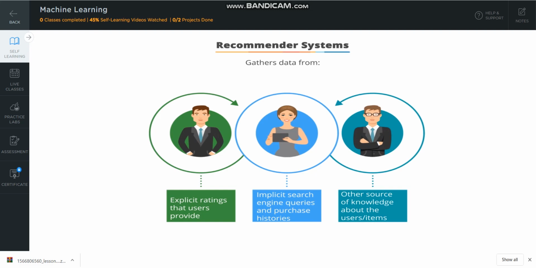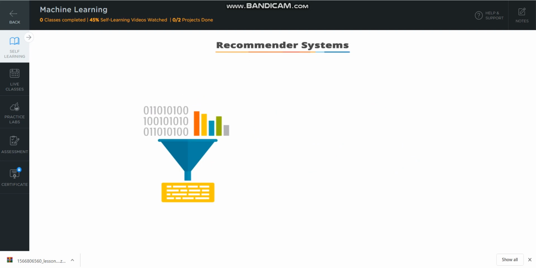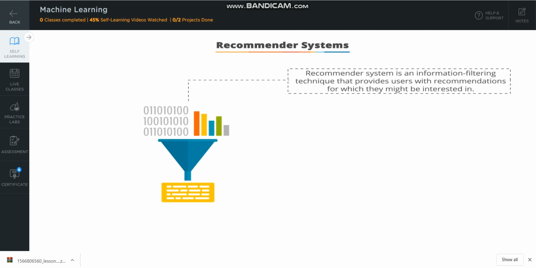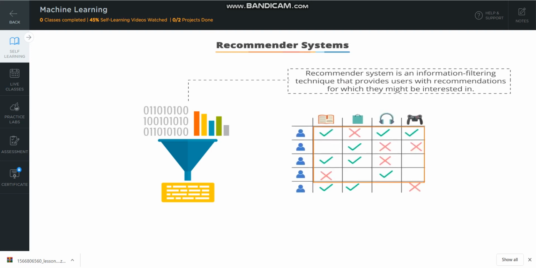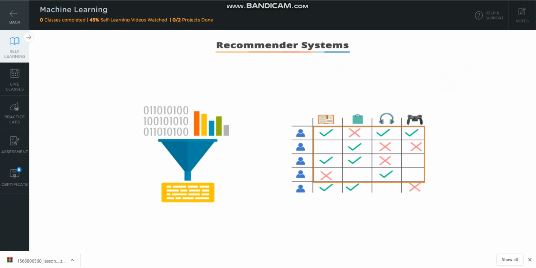Recommender systems are one of the most successful and widespread applications of machine learning technologies in business. It is an information filtering technique that provides users with recommendations that they might be interested in. As you can see in the given image, interests of users A, B, C, D are given. Your recommendation system has to find out whether user E will be interested in music or not.